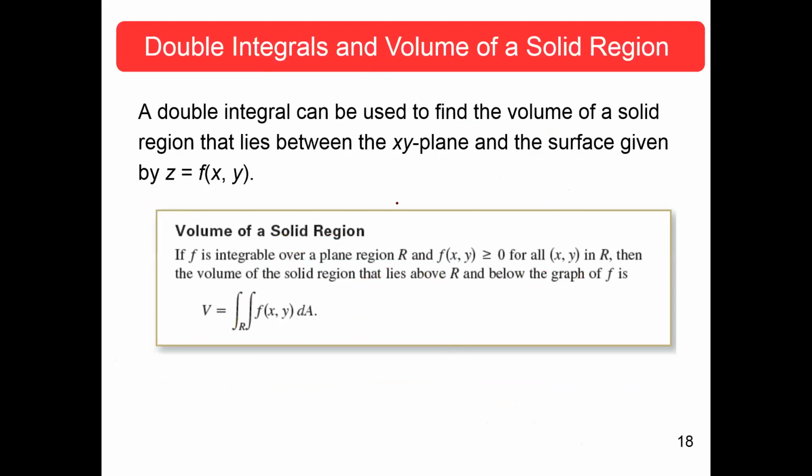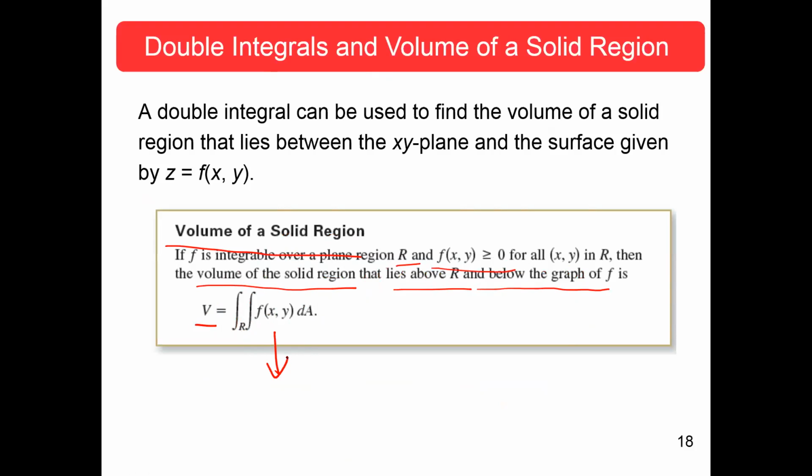Okay, very lastly, I just want to rephrase what we just discussed. The volume of a solid region: if function f is integrable over a plane region R and the function is greater than or equal to 0 for all x, y, then the volume of the solid region that lies above R and below the graph of f is the double integral of f dA over region R. This is what we started our discussion of the double integral with. So a quick reminder: volume can be computed by using a double integral.